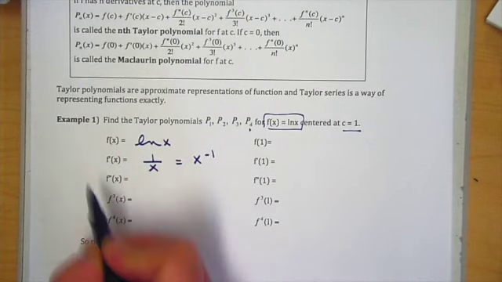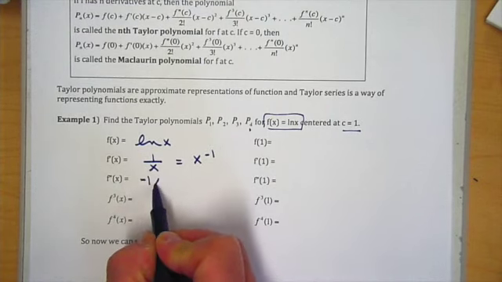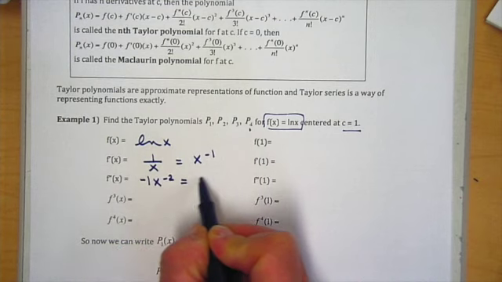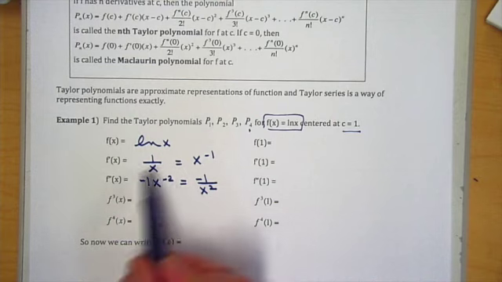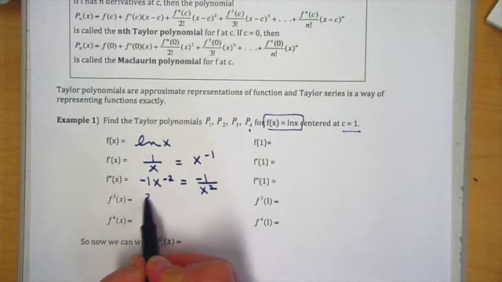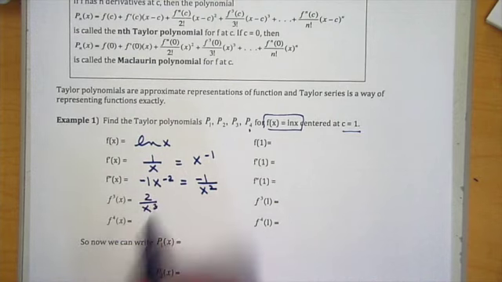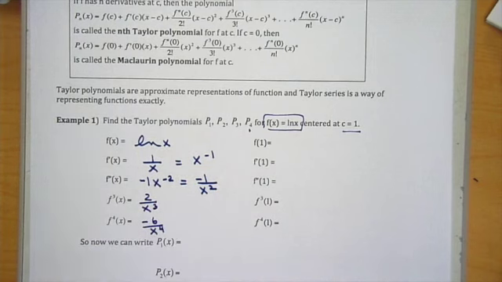So my second derivative is negative 1 times x to the negative 2, which is really negative 1 over x squared. And then same idea, just keep using that power rule. The next one will be 2 over x to the third. The next one will be negative 6 over x to the fourth. So there are all my derivatives.